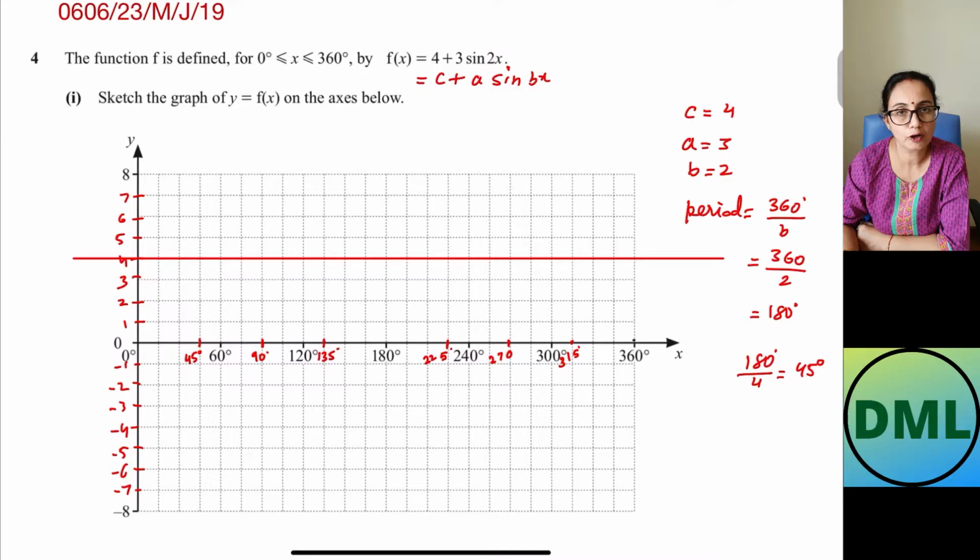In the period of sine graph, which is 360 degrees, I have 2 cycles inside it. That's why my b value is 2 here. That means there will be 2 cycles inside 360 degrees.